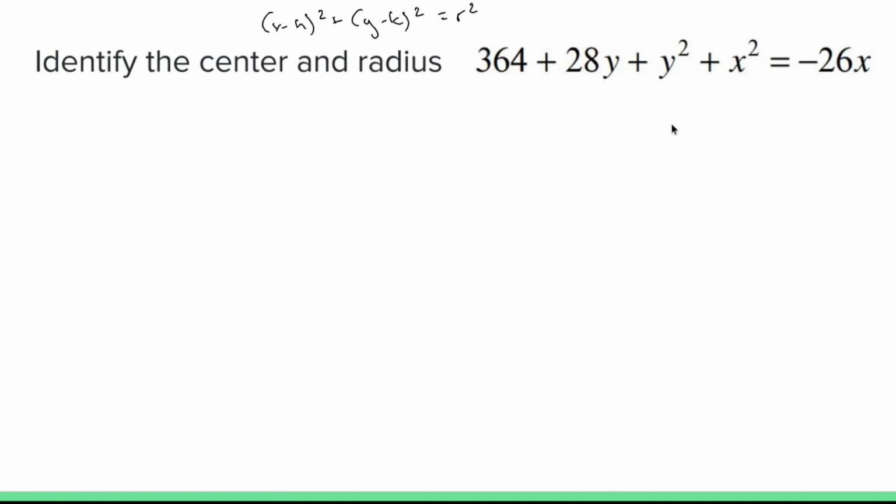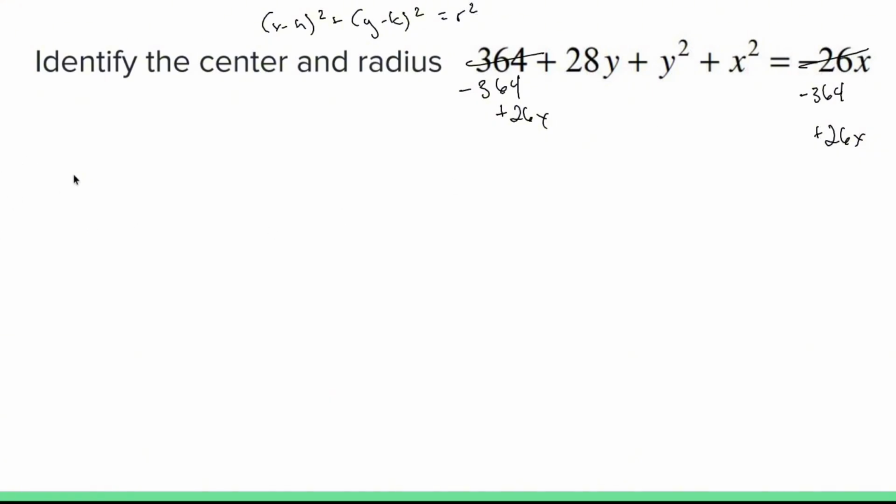So what we need to do is completing the square twice. We're going to put all the x's on the left side, all the y's on the left side, and that number on the right side. So let's do those two steps at once. Let's get rid of 364 by subtracting it. Let's add 26x. I know it's not the friendliest looking thing on the planet the way I wrote that out, but that's okay.